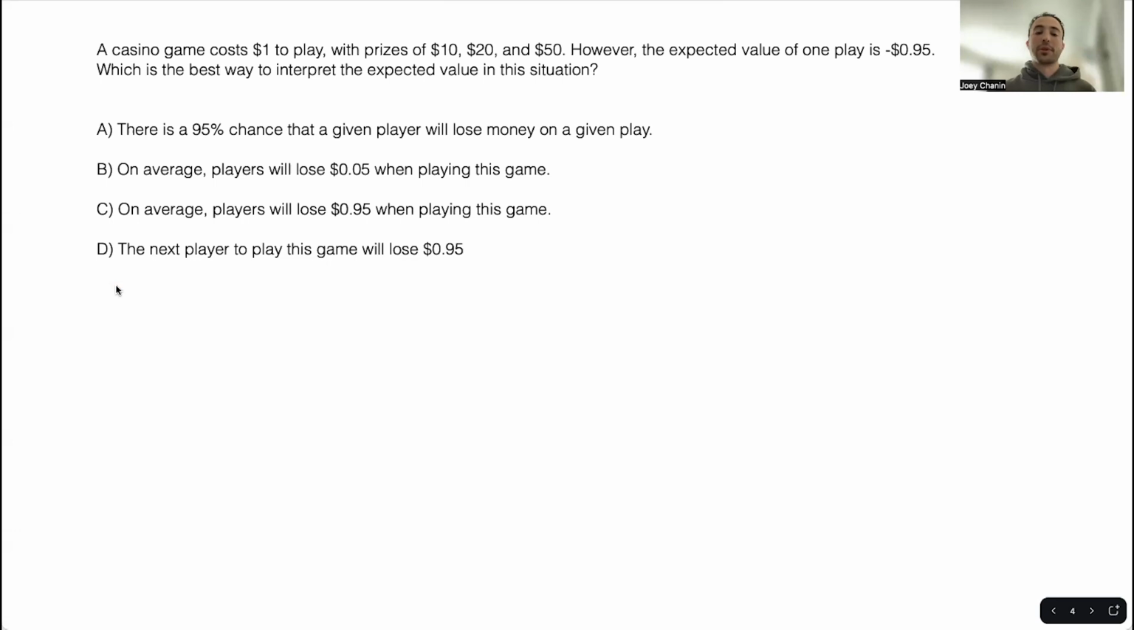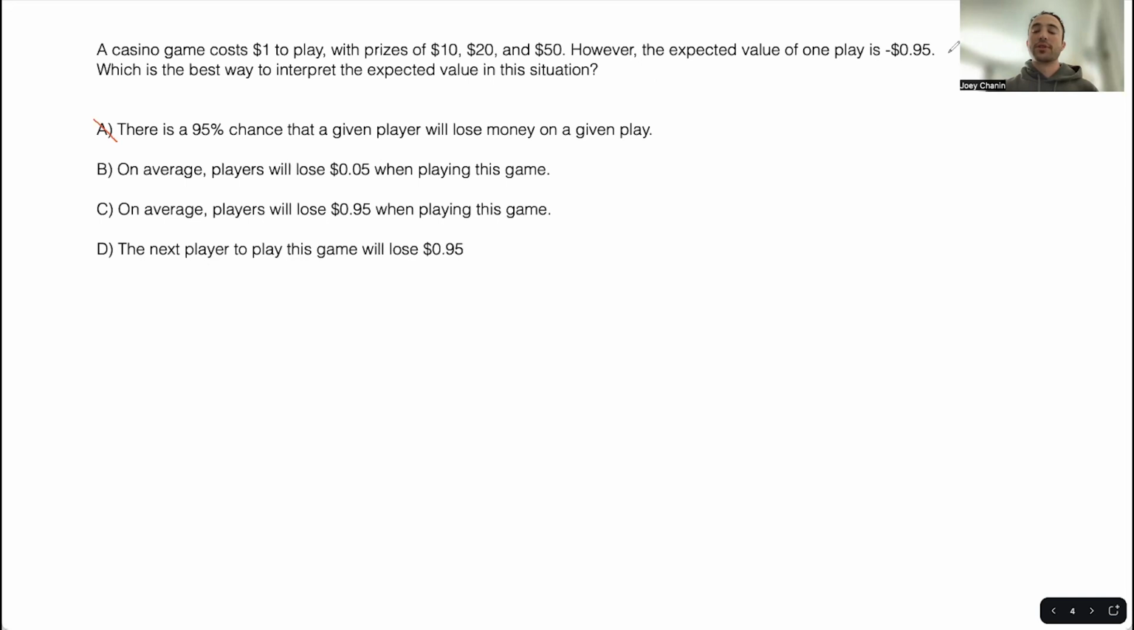So we want to ask ourselves, which ones can we rule out entirely from the get-go? We know expected value is a mean. It doesn't have to do with chance, so that doesn't translate to there being a 95% chance of anything. So we can rule out A. And then I think a lot of people will be tempted to look at D here. But as we said on the last problem, expected value doesn't have anything to do with one individual person.